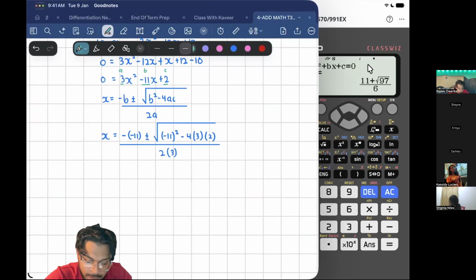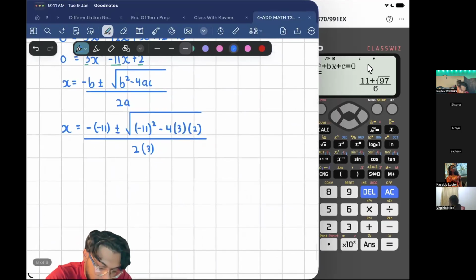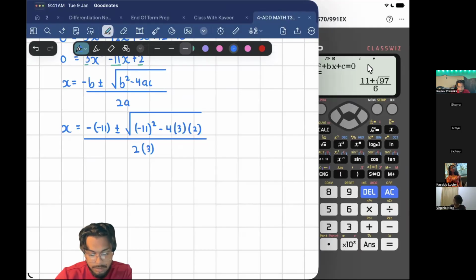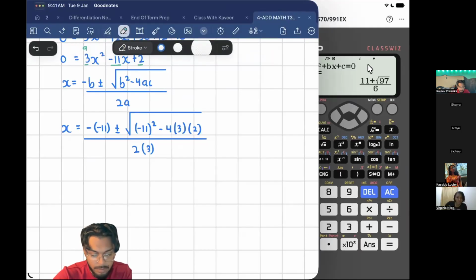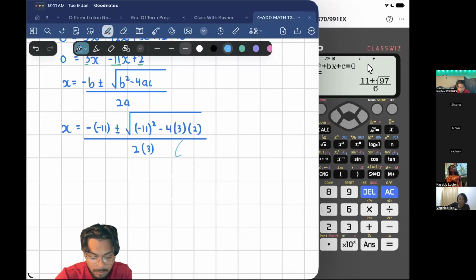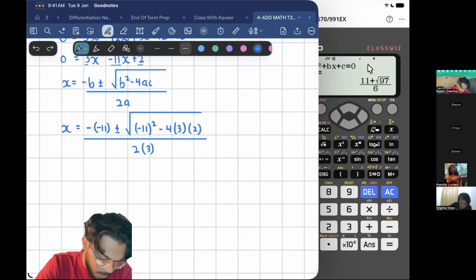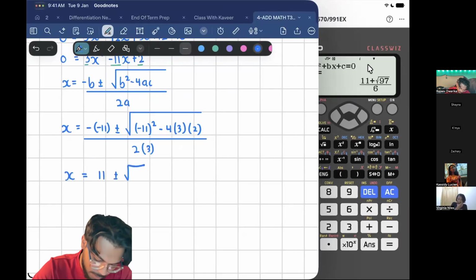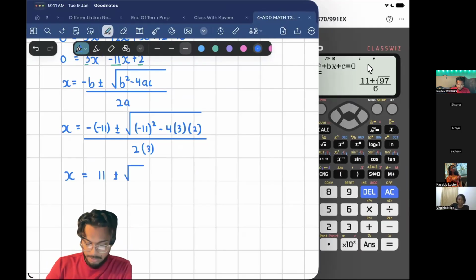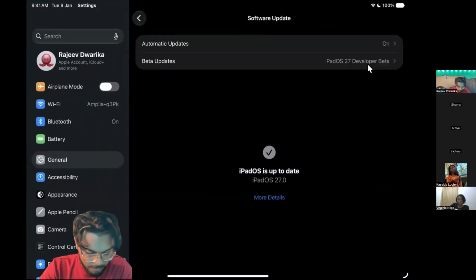I'll trust you all to plug that into the calculator. Wait, did the Apple Pencil die? No, it's not dead. It was writing on the white. So I trust when you plug it in, you're going to get 11 plus or minus the square root of 97. Give me a second. It died quick though.